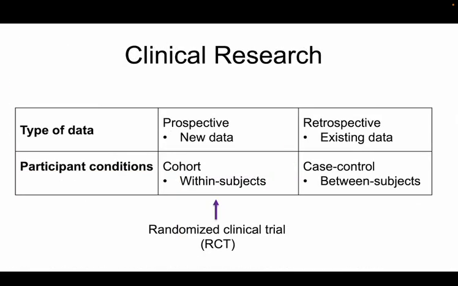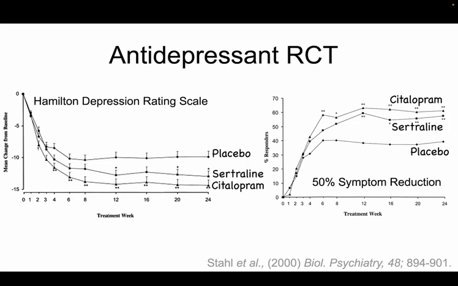We'll focus on a particular type of prospective cohort study, randomized clinical trials. This study compared two different antidepressant drugs, the selective serotonin reuptake inhibitors sertraline and citalopram, against placebo on a number of measures, including the Hamilton Depression Rating Scale shown here.